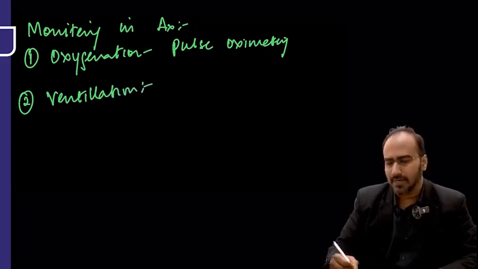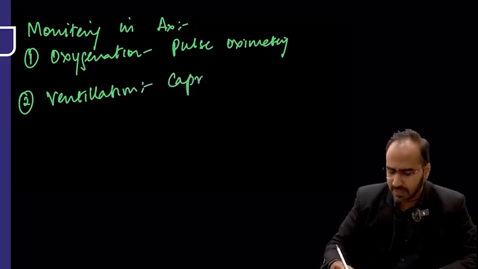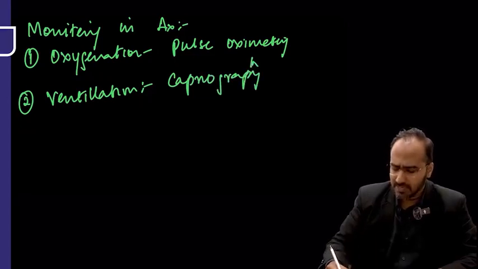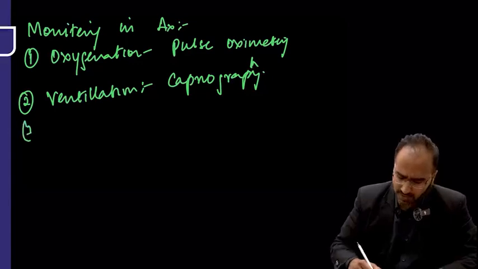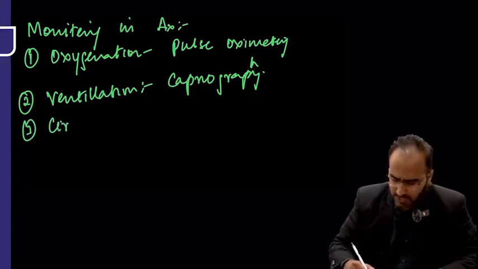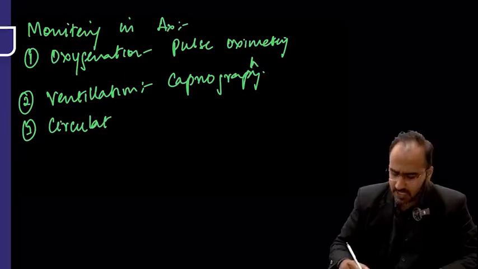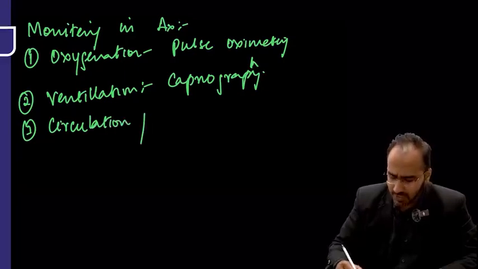How will you monitor the patient's ventilation? The best way to monitor the patient's ventilation is by capnography. Chest movements can also be seen, but the best is capnography. Third is, you monitor the patient's circulation. The circulation of the patient can be monitored by what?